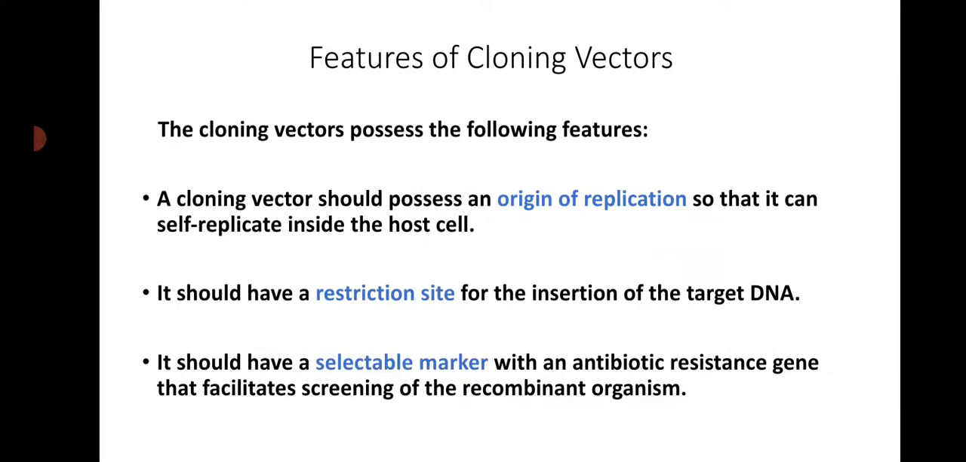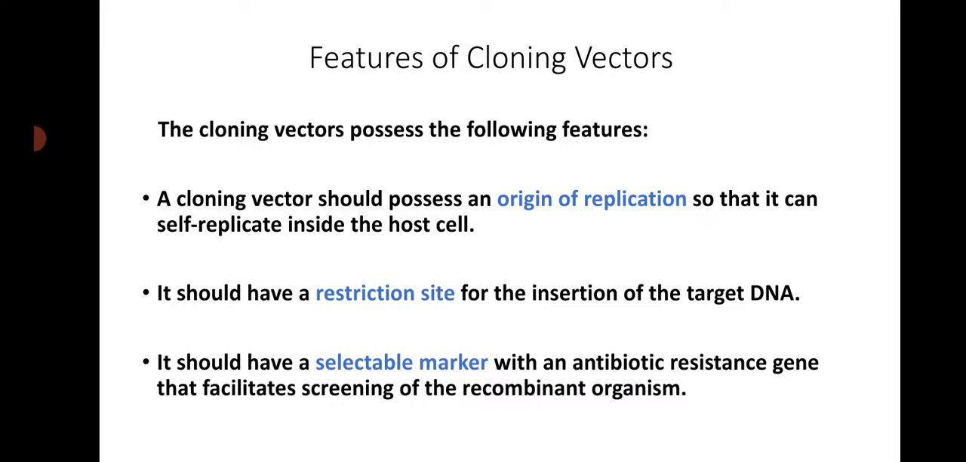Coming to the features of cloning vectors. The cloning vectors should possess the following features. A cloning vector should possess an origin of replication, a small place called the origin of replication, so that it can self-replicate inside the host cell. If there is no origin of replication in the vector, this vector cannot replicate.